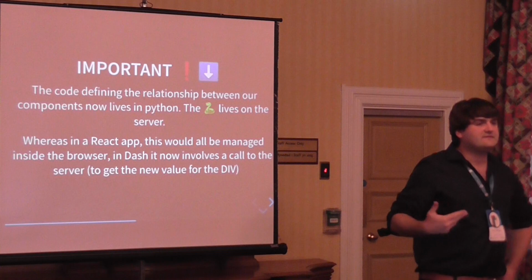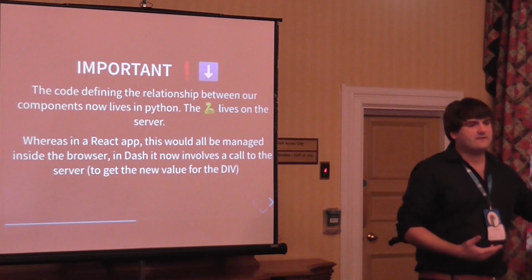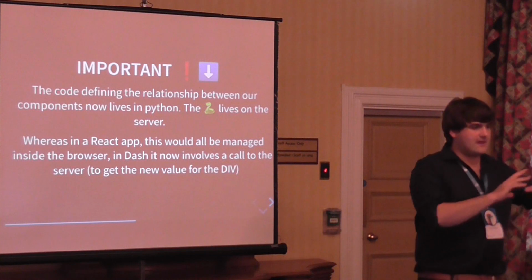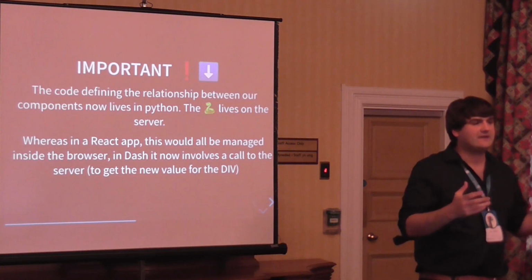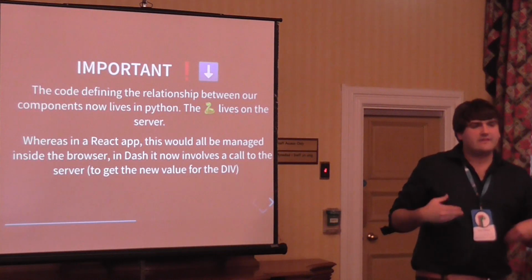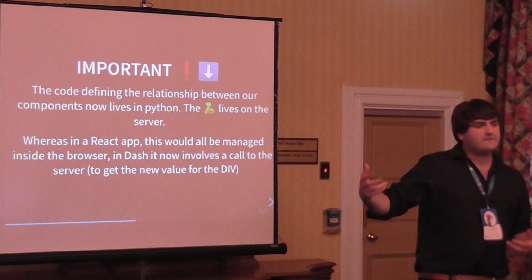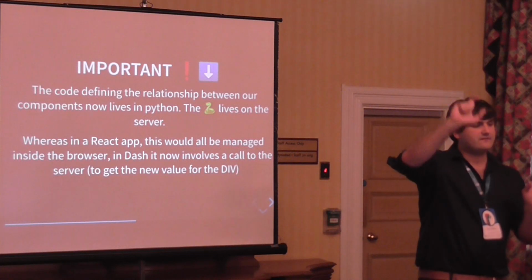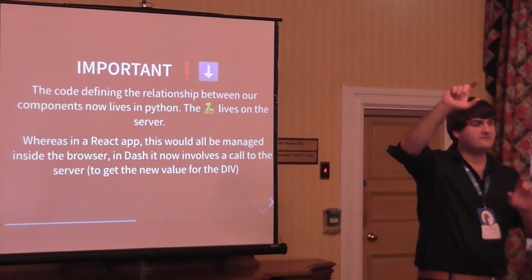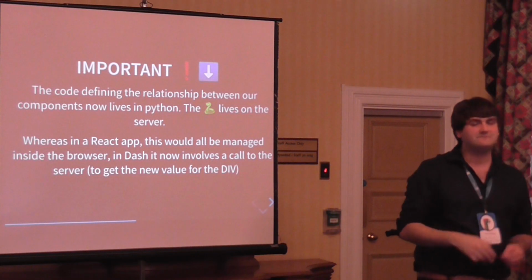Now the important distinction to remember here is that whereas before we had that JavaScript function that was acting as our string interpolator, or thing that said how we want our application to behave, that function is now written in Python. And because our Python is run on the server, it means that every time the value inside of that input field changes, it involves a call back to the server, and then something has to happen on the server, and it has to send a response so that Dash knows how to update that page.